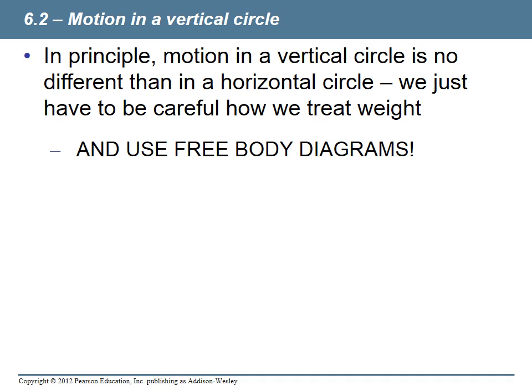Okay, another type of uniform circular motion in dynamics is a vertical circle, right? Which is pretty much no different than a horizontal circle. It's actually exactly the same as having something in a horizontal circle, like we had the plane, but gravity will play a much different role when we have something in a vertical circle.